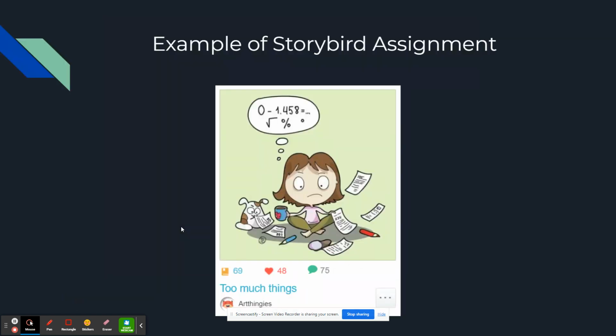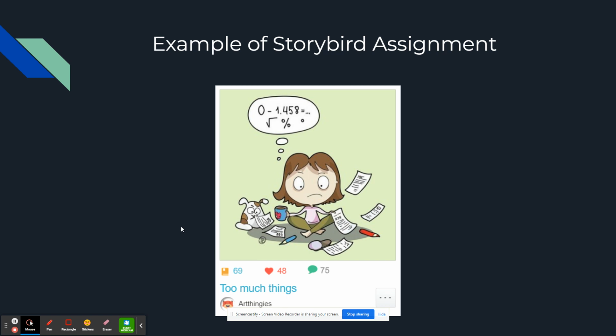Well, there are plenty of images based on math in Storybird. This is just one of them. Basically, a student and their pet are looking at their math homework and the student is like, I don't know what is going on. This is just confusing to me. What is this nonsense?